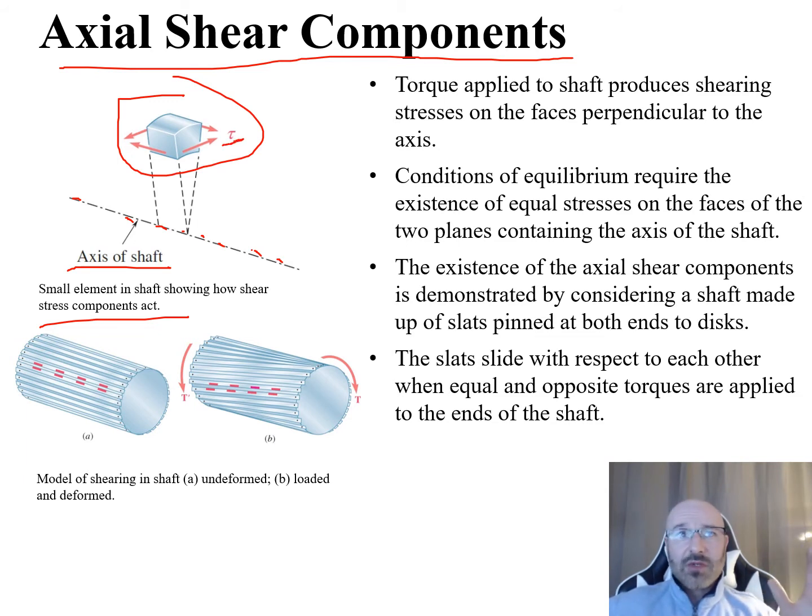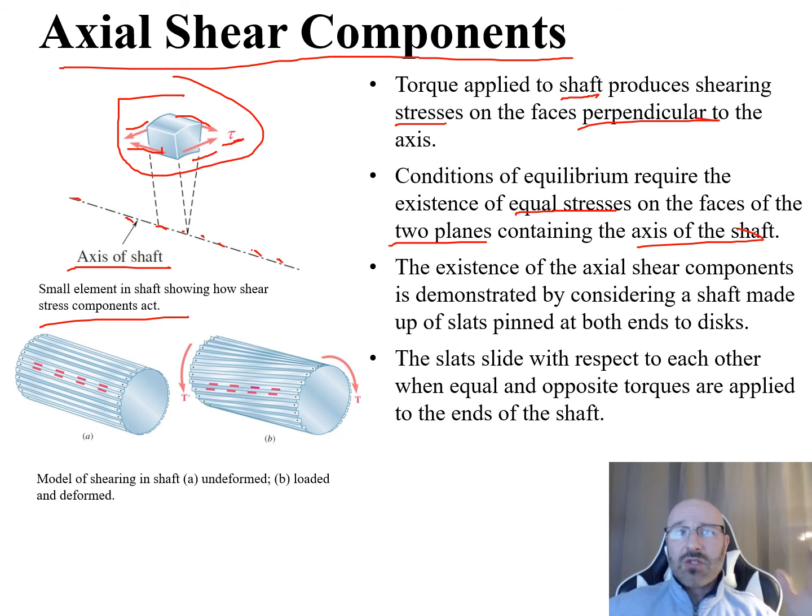So let's think about this for a second. We have a torque applied to the shaft. This produces shearing stresses on the faces perpendicular to the axis. So if this is the axis here, this is perpendicular, and this is perpendicular right there. But conditions of equilibrium require the existence of equal stresses on the faces of the two planes containing the axis of the shaft as well. So there we have these two faces right here, and those two right there as well.